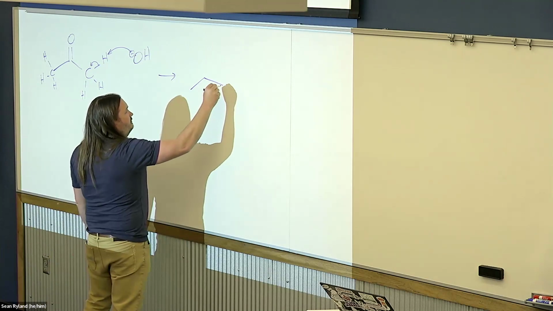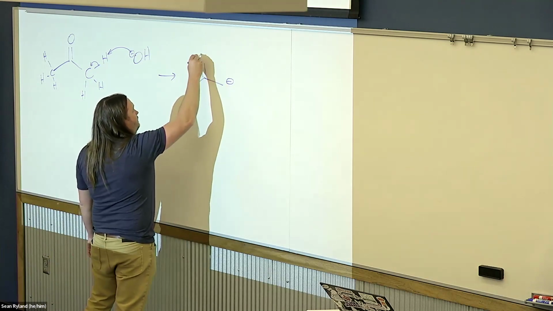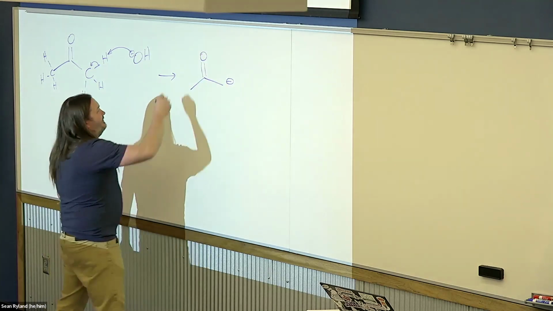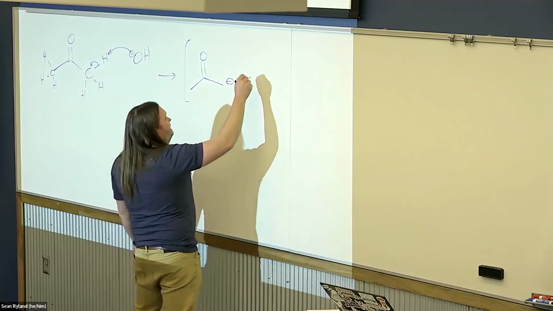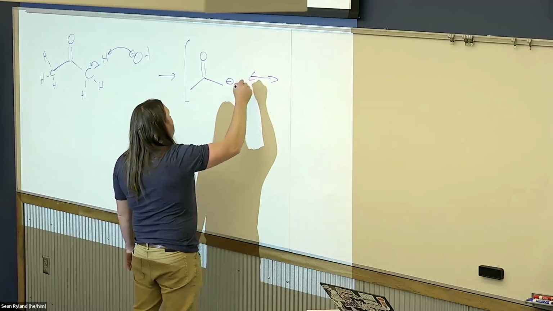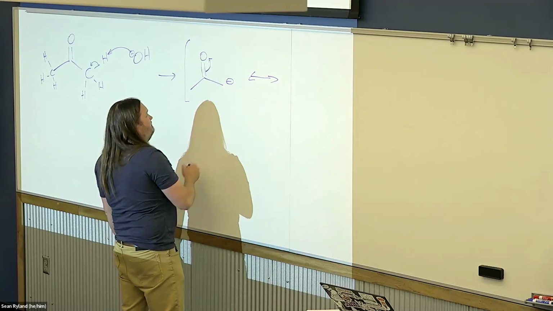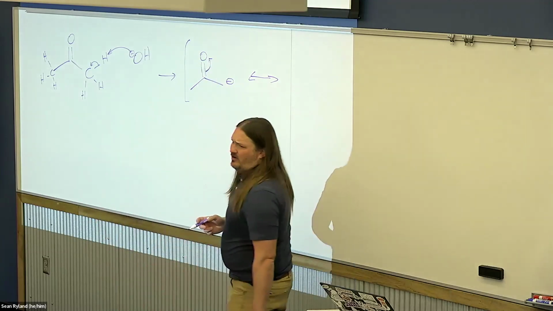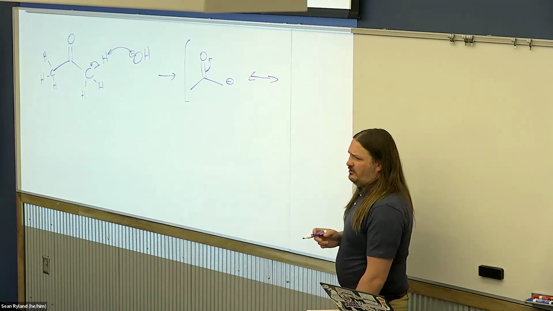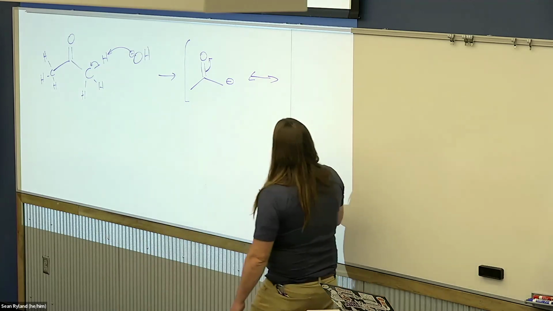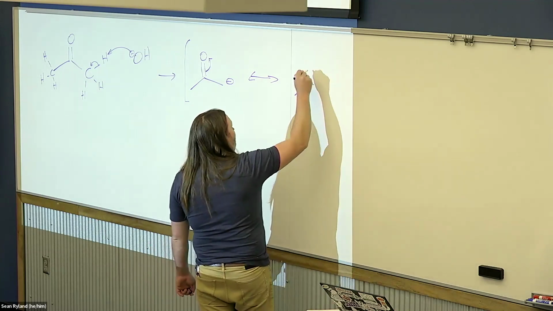I kind of consolidated the two steps into one. Would that be okay on the test? It's better to think about it as being two steps, because if you do it as one step, it's hard to see that resonance structure. Okay. Because you really are going to see a significant contribution.